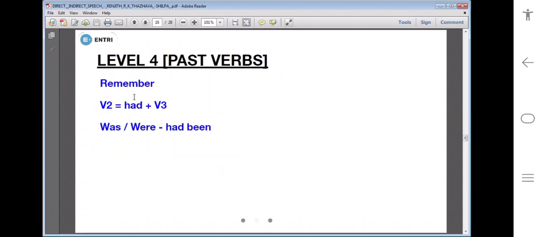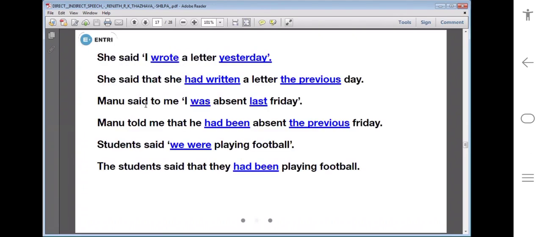And you can see here, remember, the second form of the verb will become had plus the third form of the verb, that means past simple tense will become past perfect tense. For example, she said, I wrote a letter yesterday. She said that she had written a letter the previous day. Yesterday has become the previous day. Now you can see the change of tense as well as the change of the time adverb.